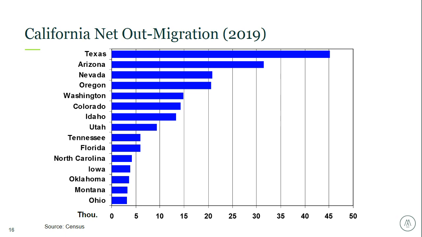But the neighboring states of Arizona, Nevada, Oregon, Washington, Colorado, Idaho, Utah, you're in many of these places, and you know Californians are going there. Quality of life and cost of housing are the biggest ones, but taxes are another component.